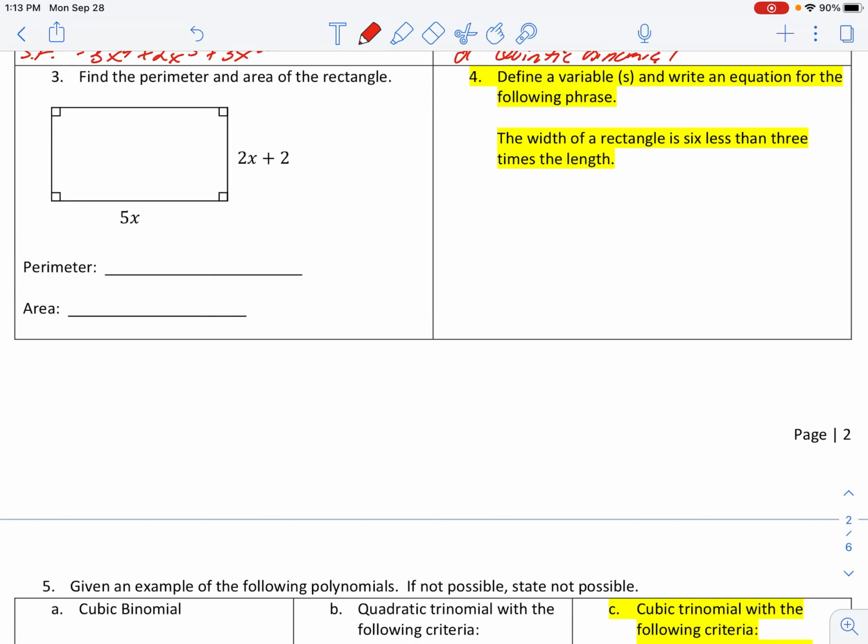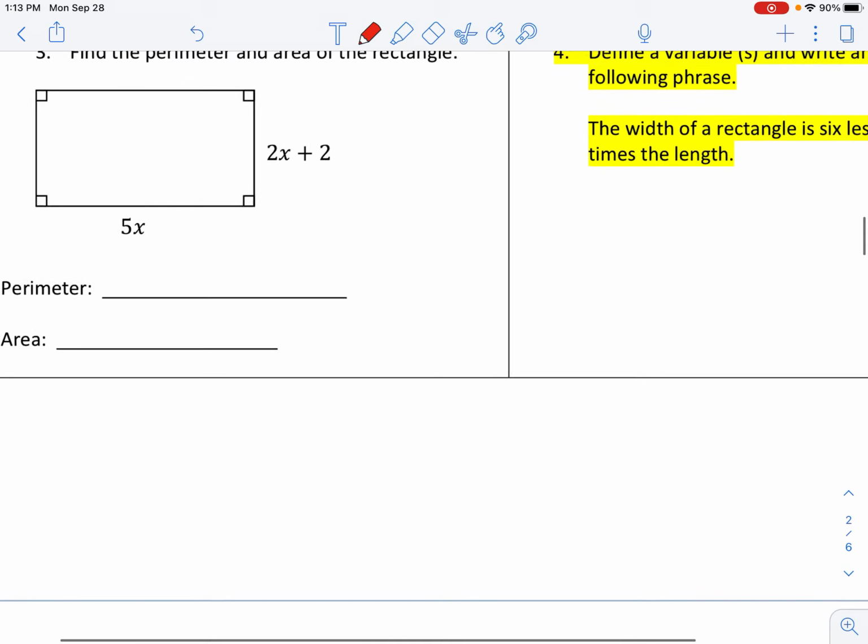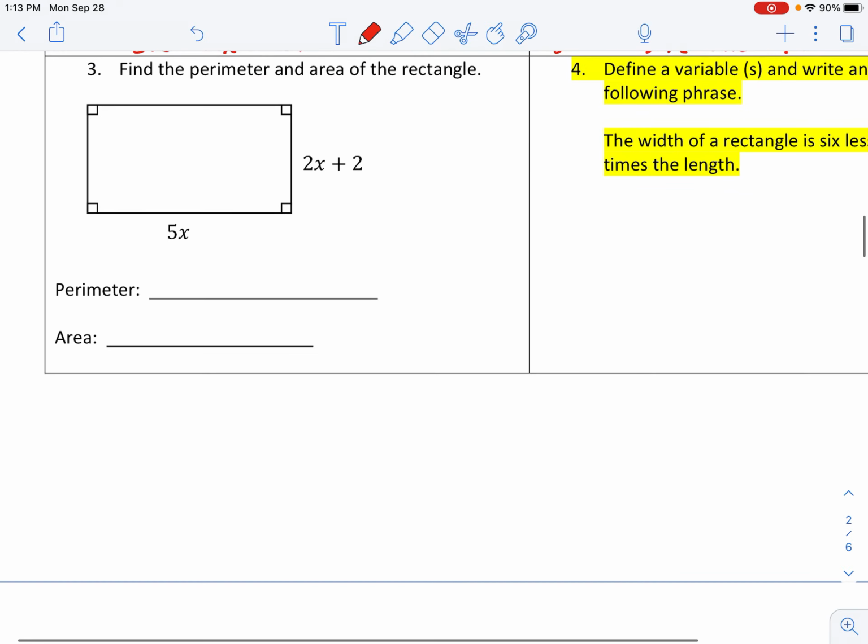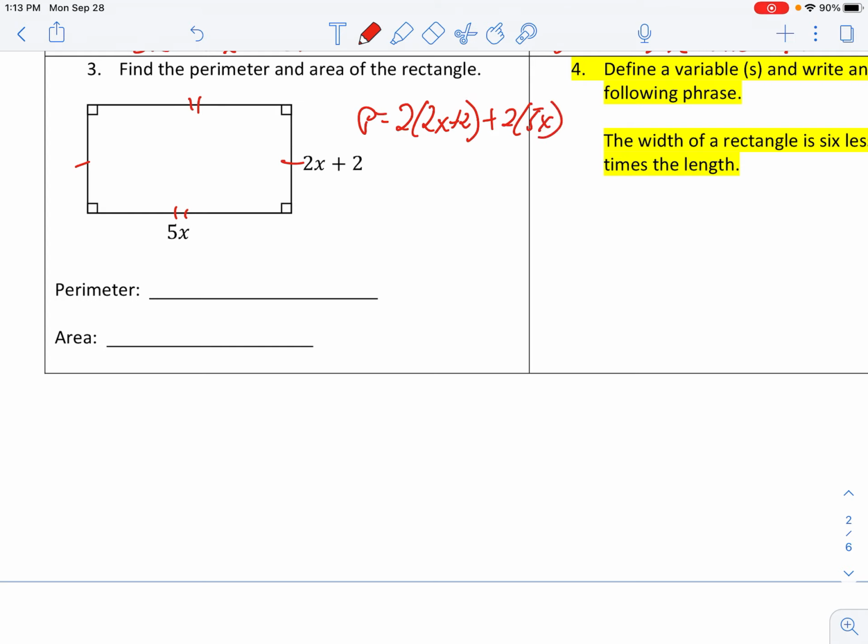Okay, so for number 3 here, perimeter and area. Taking what we did in geometry, let's apply a little algebra to it. Perimeter, add up all sides. We have two sides that are 2x plus 2, and we have two sides that are 5x. So just like we would have done for any type of thing, two sides of 2x plus 2, two sides of 5x. Just then use our properties we've been talking about.